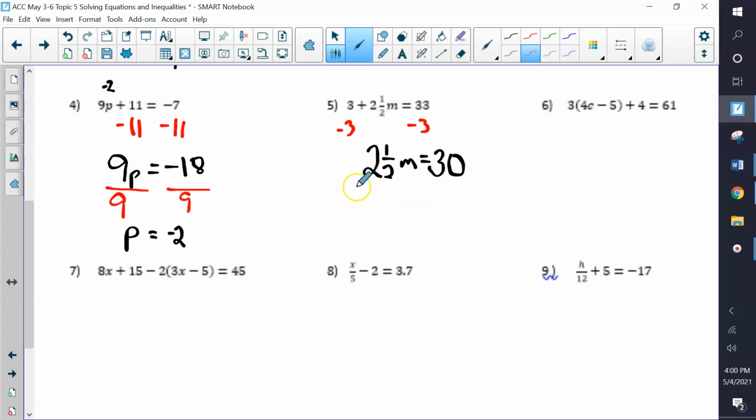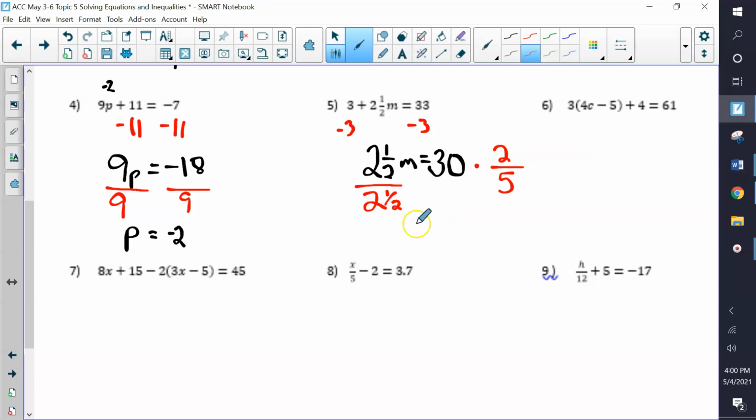So either way, you could say I'm going to divide by 2.5, or you can change that to a fraction and just multiply by the reciprocal, which is what we have to do anyway, right? Because 30 divided by 2.5 is 30 divided by 5 halves. We're going to have to change it, erase it. So we're going to have to end up multiplying by the reciprocal anyway.